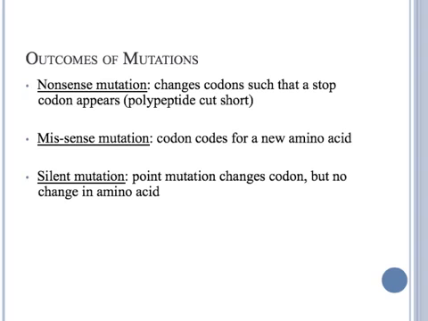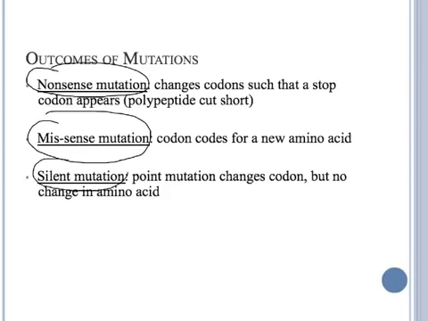So we can actually further classify point mutations. There are 3 types of point mutations: nonsense mutations, missense mutations, and silent mutations. Let's start with missense first, the middle one here. A missense mutation would be if I changed one nucleotide and put in a different nucleotide, and now I coded for a different amino acid. So maybe I was originally supposed to have proline, and I've changed one nucleotide, and now I have serine instead.